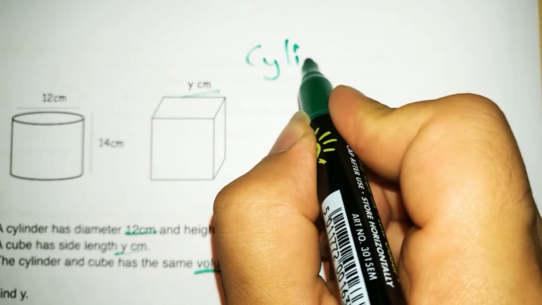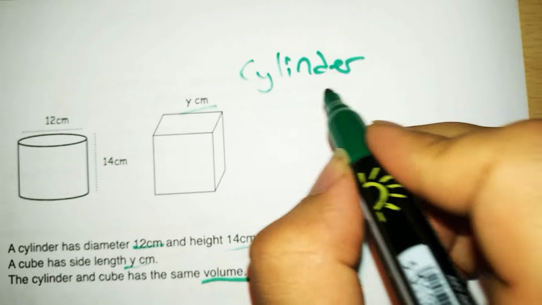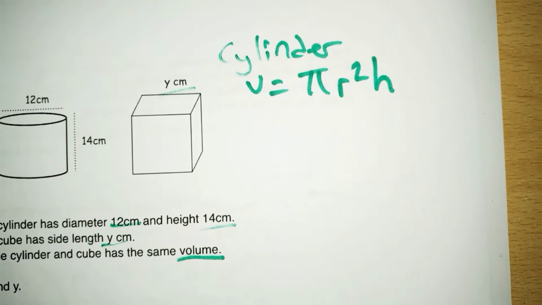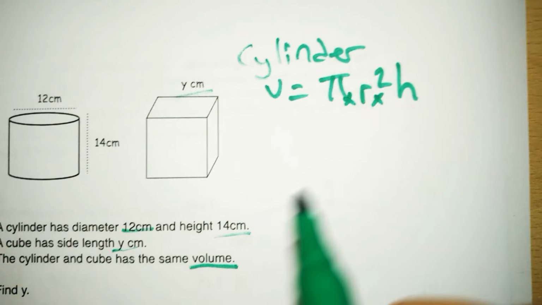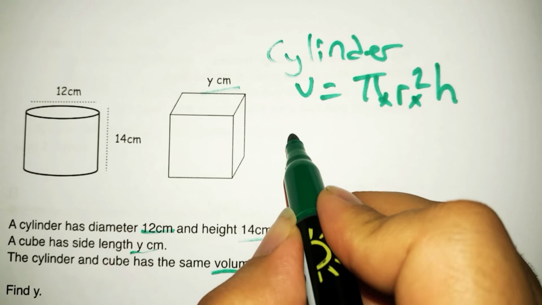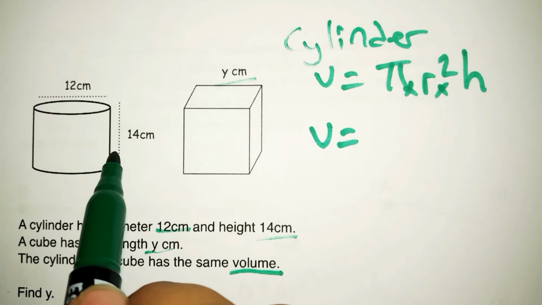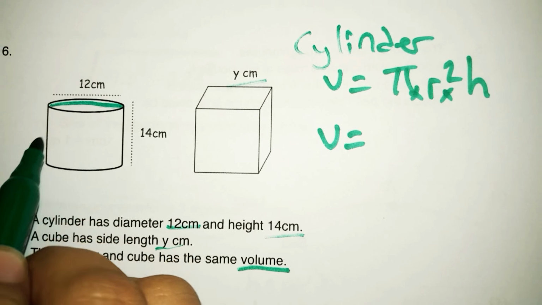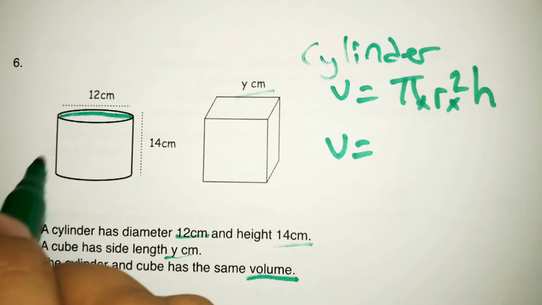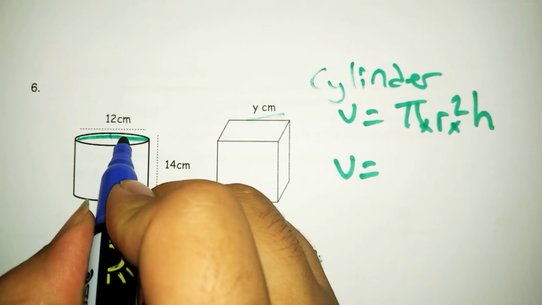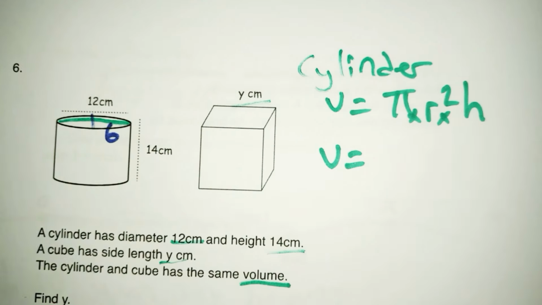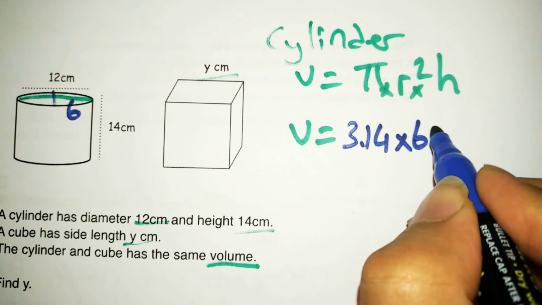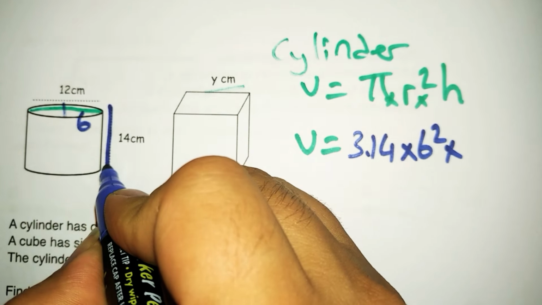So the cylinder volume, we find this by pi times r squared times height. Remember, you multiply all of these. So what is the volume? So 14 is the height. So this is the diameter. You see the 12 centimeters is the diameter. So what you need to do, you need to divide it by 2 to get your radius. 12 divided by 2 is 6. So pi is 3.14 accepted, and then times 6 squared times height, here 14.